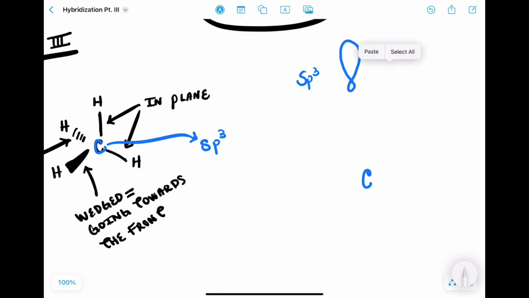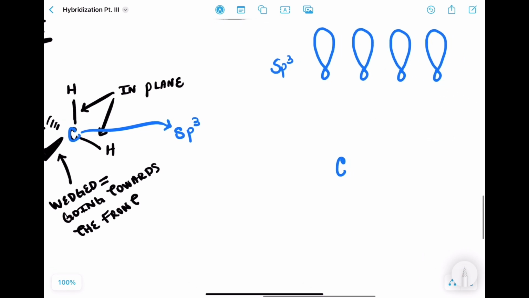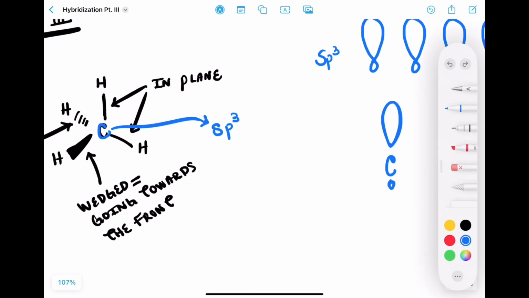So I'll go ahead and copy and paste again and paste again. So we have 4 sp3 orbitals. So I'm going to draw essentially 4 orbitals around that carbon. So I'll draw its little tail, and so I'm going to try to replicate the geometry of the molecule over here.